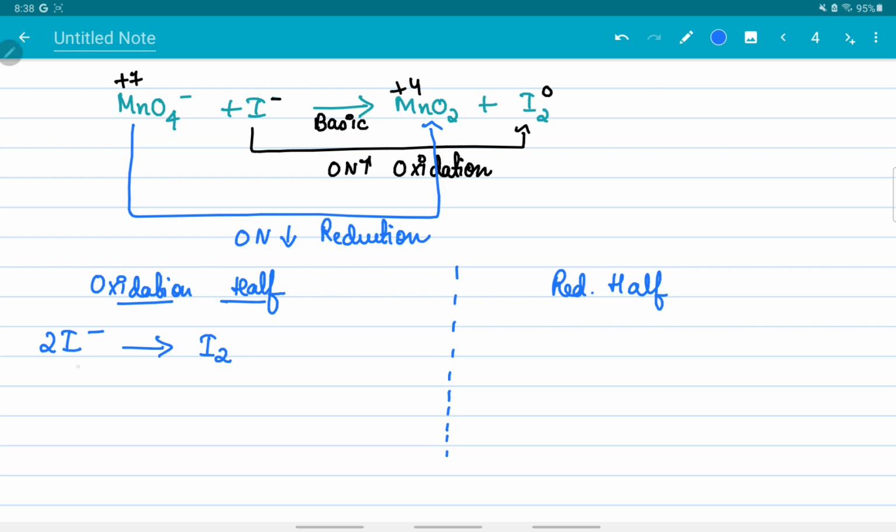So if you see on the left hand side, the charge is minus 2, because here the iodine had minus 1 charge, and since there were 2 iodines, we multiplied 2 into minus 1, that is minus 2. That is the overall charge over here. And on this side the overall charge is 0. Okay, it is neutral, there is no charge on that side. So we have to balance them in such a way that the charges become equal.